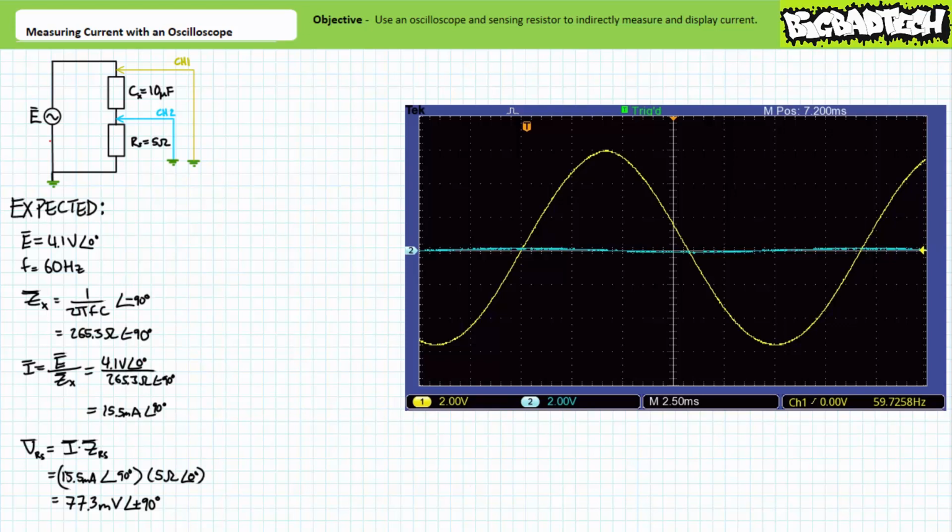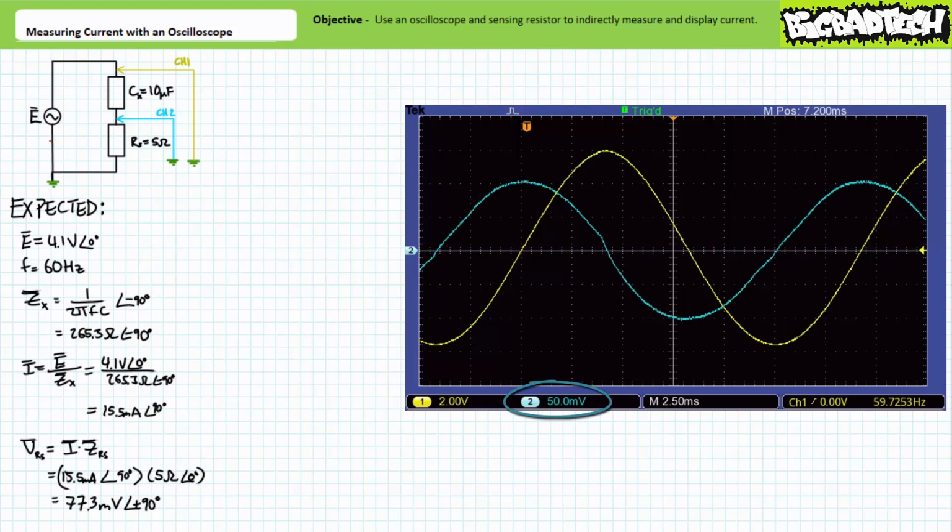Recall channel 2 is measuring an extremely small voltage drop across a small sensing resistor. Only when viewed at the same scale of channel 1 of 2 volts per division does channel 2 appear to be a small ripple. If, however, we change the vertical sensitivity of channel 2 only, note channel 2 leaps out of the screen and screams, "Look, I'm leading channel 1 just like your calculations demonstrated." All we have to do now is measure it. Note channel 2's vertical sensitivity is now set to 50 millivolts per division. The horizontal sensitivity for both channels remains at 2.5 milliseconds per division.